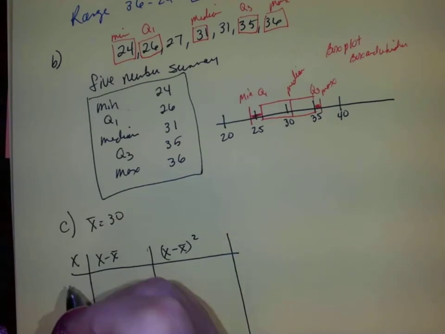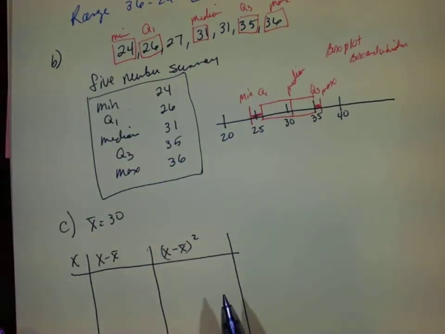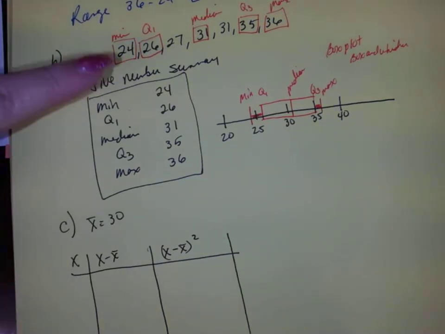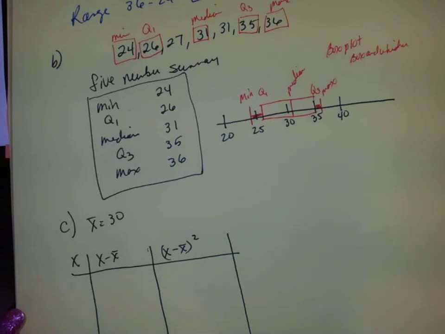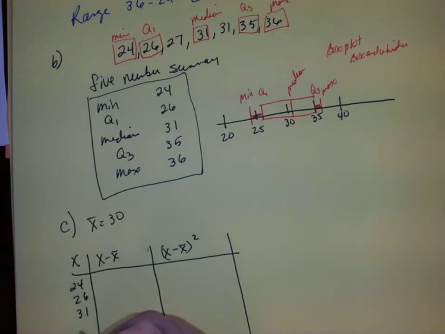All right, so our x values are going to be the values that we have. It doesn't matter if you put them in order or not. It's fine. I'm going to go ahead and use this list here because it's in order. It's easy to see, but you could do them in not numerical order. It doesn't matter. So we have 24, we have 26, 31, 35, and 36.